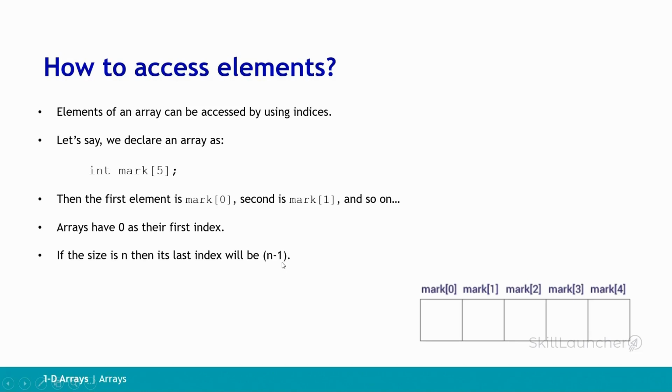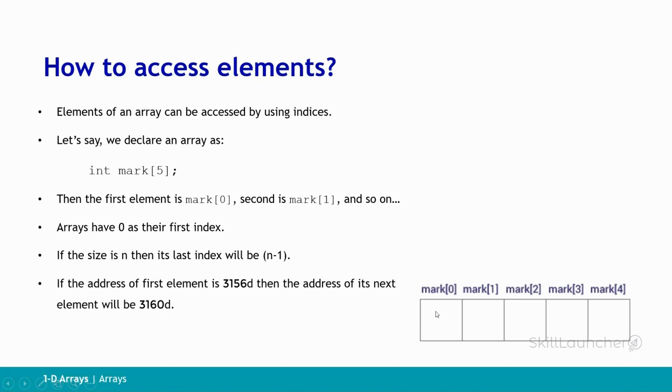As we know, the elements of the array get contiguous memory allocated. So if the address of the first element, here mark[0], is 3156D, then the address of the next element should be 3160D because the first element is of type integer. It takes 4 bytes of memory. So 56 plus 4 should give 60, that is the address of the next element. Hence, arrays are allocated continuously in memory.